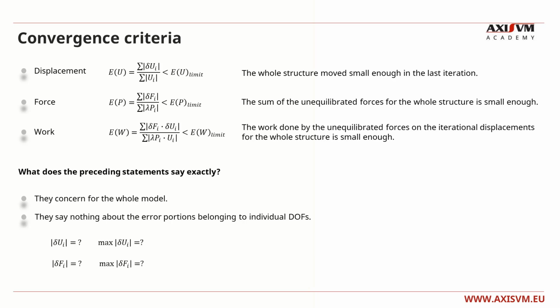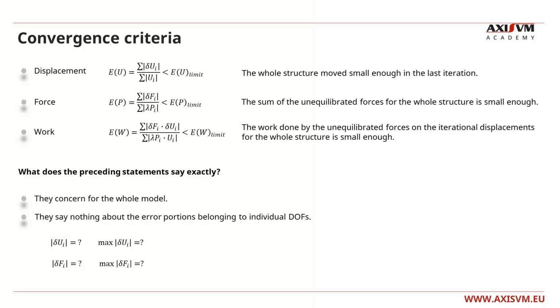Another interesting question arises. What does the fulfillment of convergence criteria mean exactly? The statements belonging to them concern the whole structure, but their fulfillment says nothing about the distribution and especially about the maximum of the error portions belonging to the individual degrees of freedom. In case of force criterion, it means that although the convergence criterion is fulfilled, the nodal force equilibrium may be highly violated at some individual degrees of freedom.